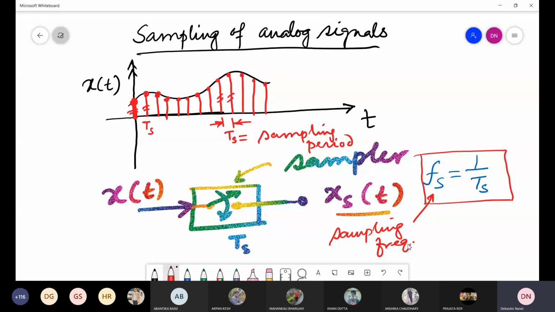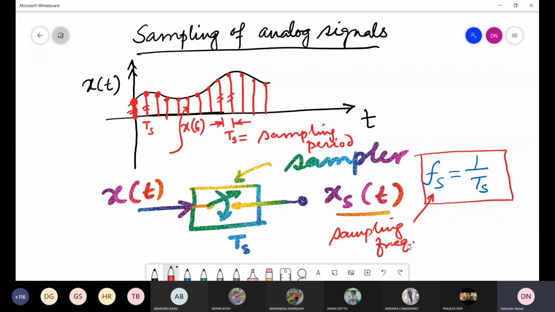Now, suppose this is your nth sample. If you think that this is the first sample, and second, third, fourth, sixth, seventh, like this is the seventh sample, the seventh sample will obviously be X6.